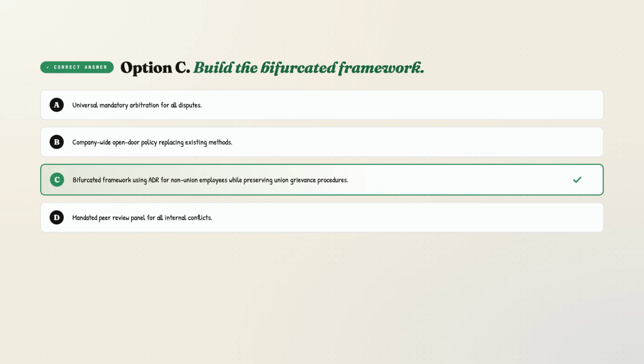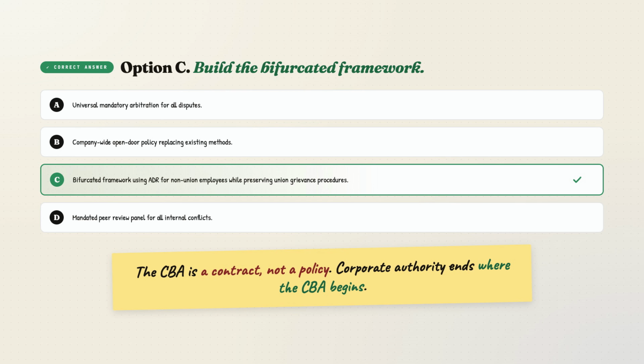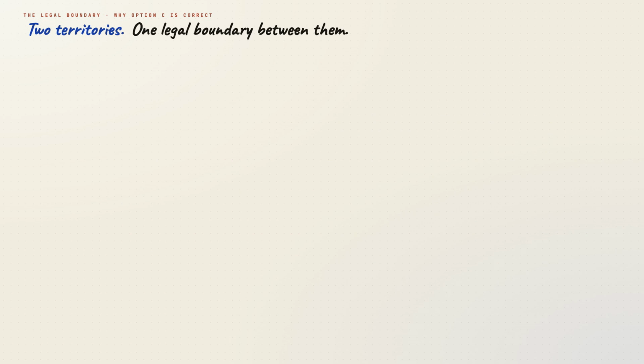Why? Because the CBA is a contract, not a policy. The National Labor Relations Act makes it legally binding for the employees it covers. An employer cannot unilaterally modify, replace, or supersede its terms during the contract period. Corporate authority ends where the CBA begins. The SCP move is to standardize aggressively within the zone you actually control and respect the zone you don't. That's why option C is correct.